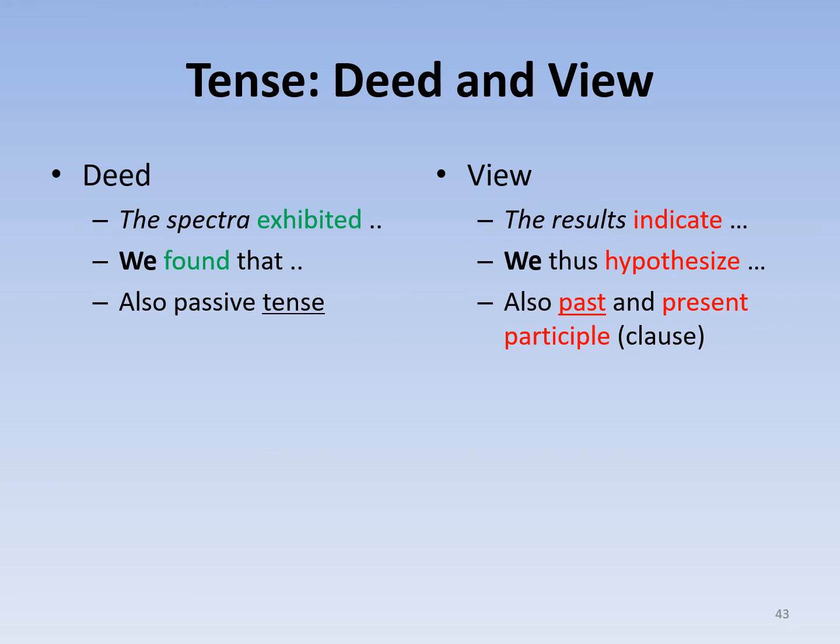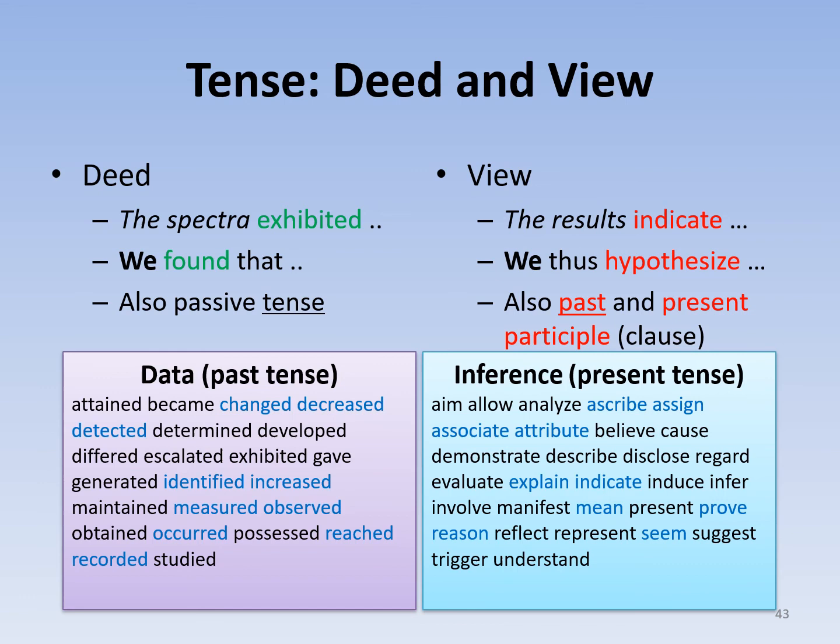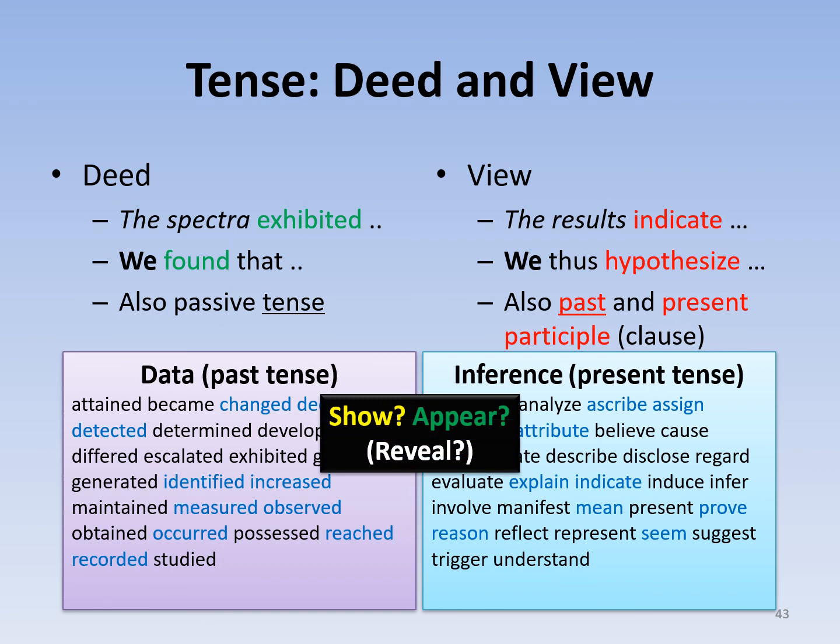There is a possibility for confusion. So basically, these are a lot of the words that are commonly used for either purpose. But there are also words that can create confusion. What do you say? Do you say the data showed something, or the data shows something? How do you categorize show or appear or reveal? These words can be applicable in either category.